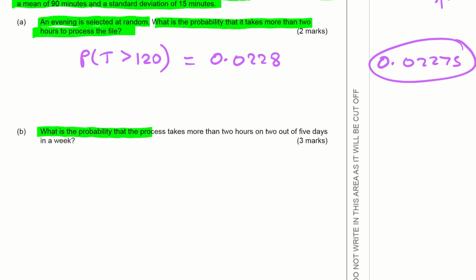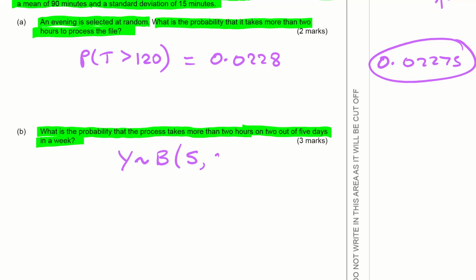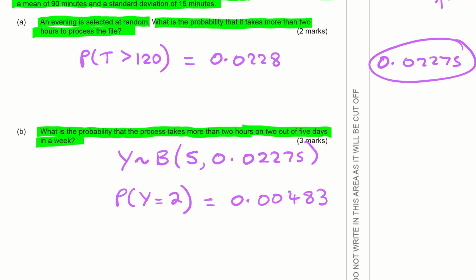What is the probability the process takes more than 2 hours on 2 out of 5 days in a week? That's a fixed number of trials. That tells me we're now using a binomial with 5 trials and a probability of success of 0.02275. Probability Y equals 2. That is a binomial PDF on your calculator. And so we get 0.00483.